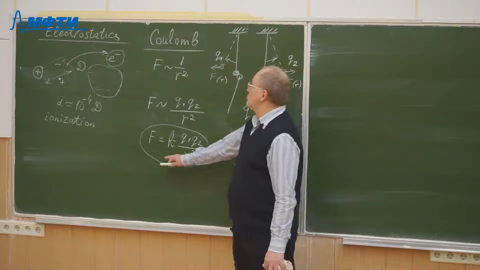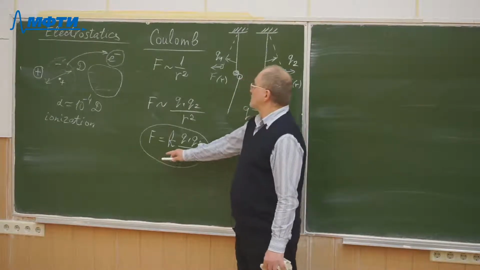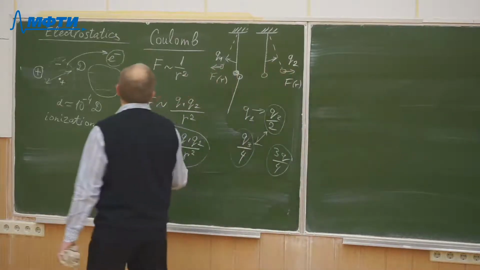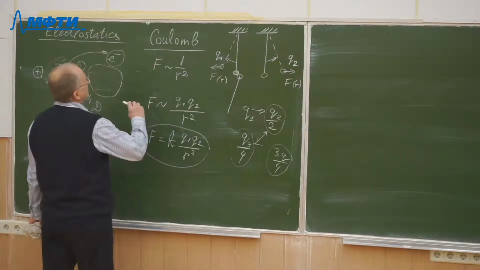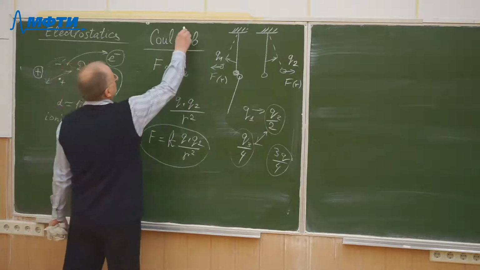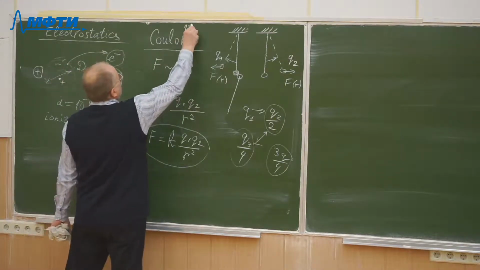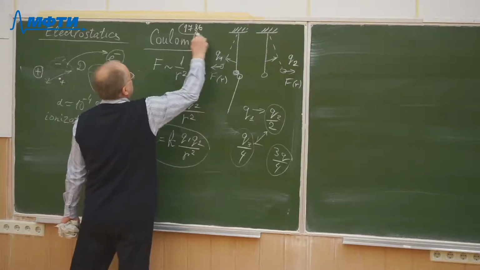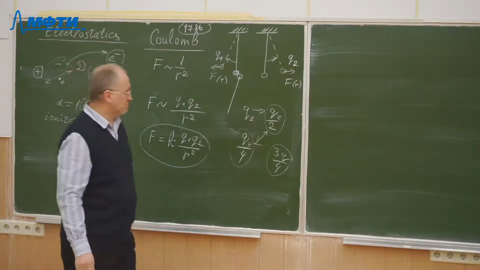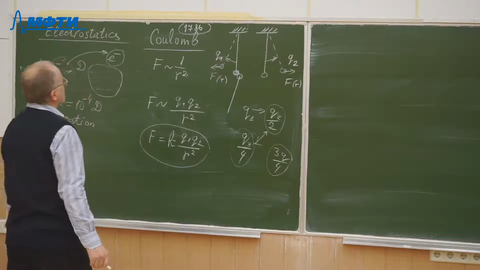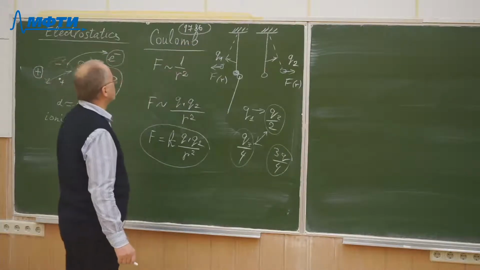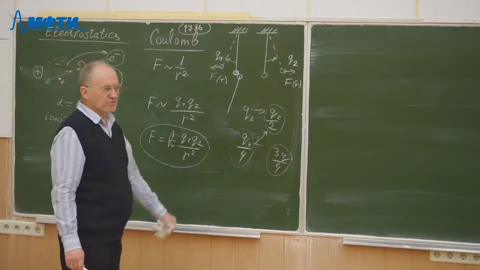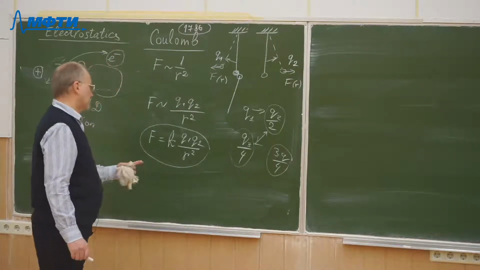But the law, Coulomb's law, was discovered about 100 years later. If I'm not mistaken, it was the year like 1786, something like that. That is 100 years after Newton discovered his law of universal gravitation, which looks similarly.